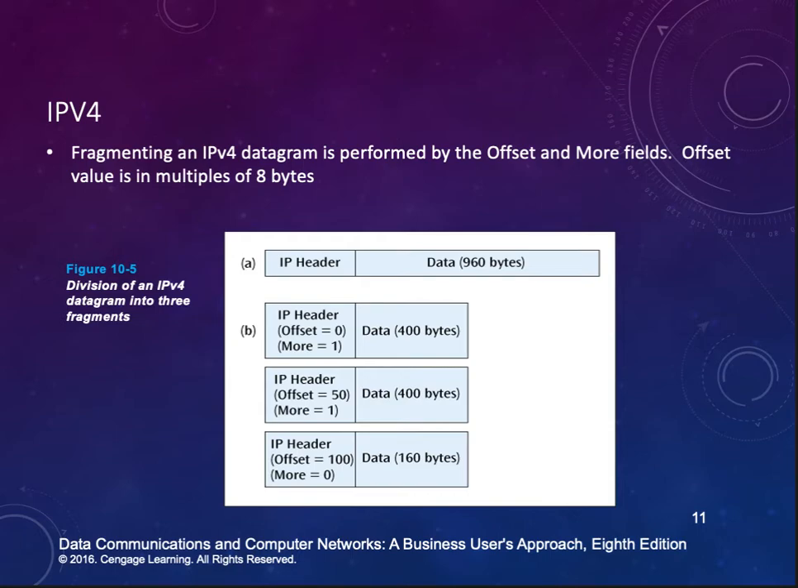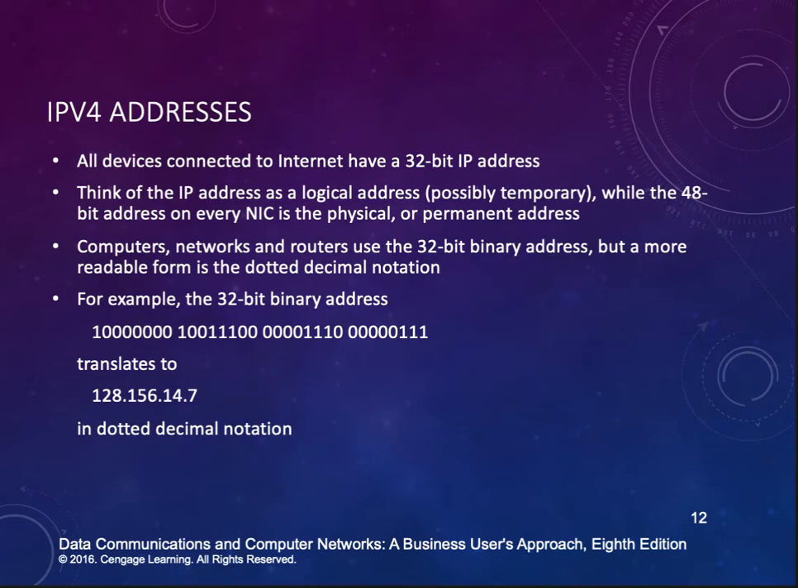IPv4 performs fragment offset and more fragments fields. Here we have an example of a 32-bit binary. So we have 32 bits, or we can translate it into dotted decimal. That's the IP address. There are some websites where, if you know the IP address, you can key in this number and you can straight away get a website.